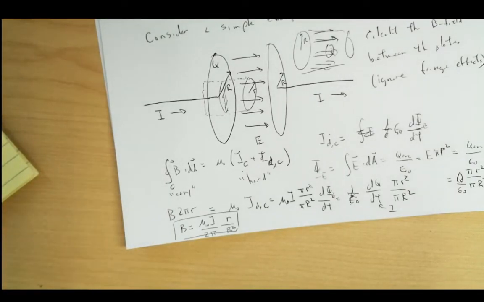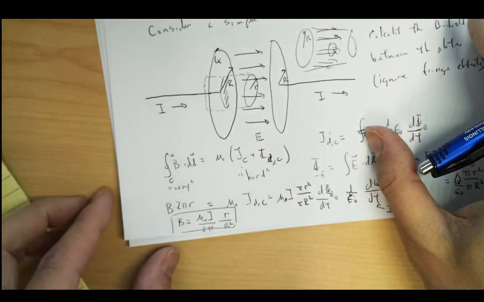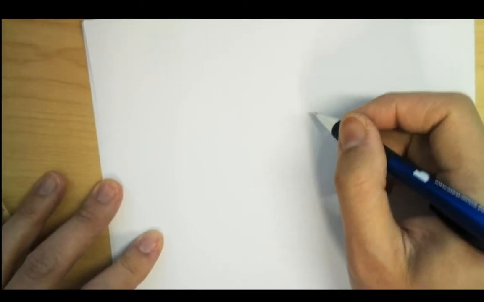So that basically closes it for displacement current. Now what I want to talk about is something slightly different: the production of EM waves. Let's talk about how we produce electromagnetic waves.